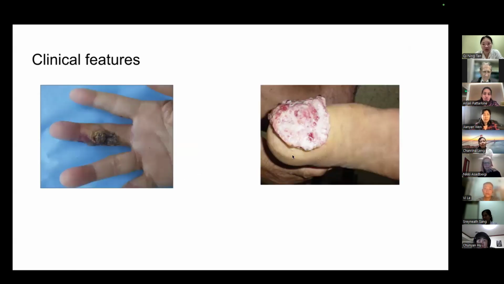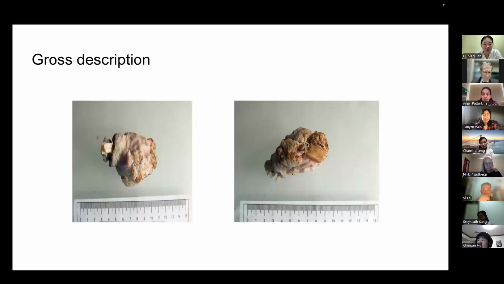There are two cases here. One, there is exophytic growth on a person's heel. One is on the finger distal phalanx. I'll go to the next one. Same as well. This is a gross description of exophytic growth near the nail bed, left ring finger.